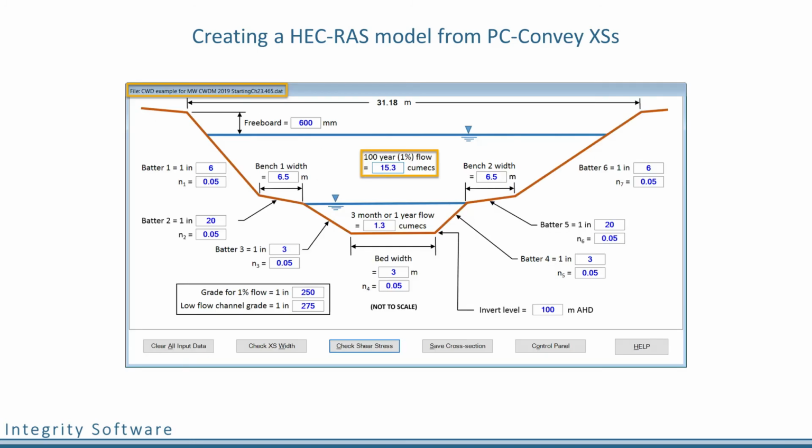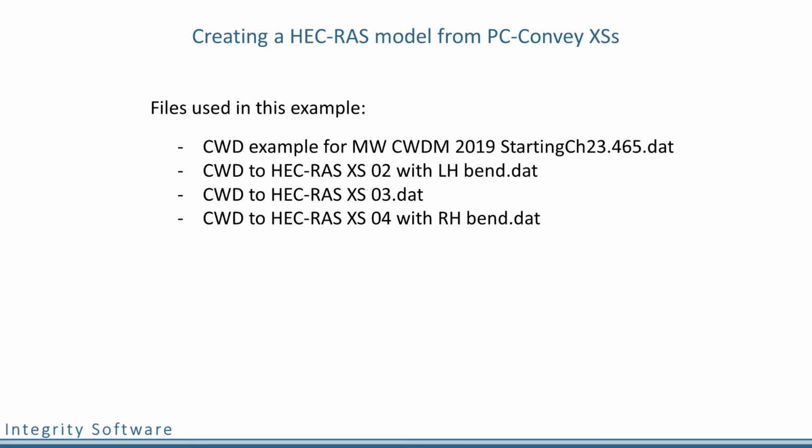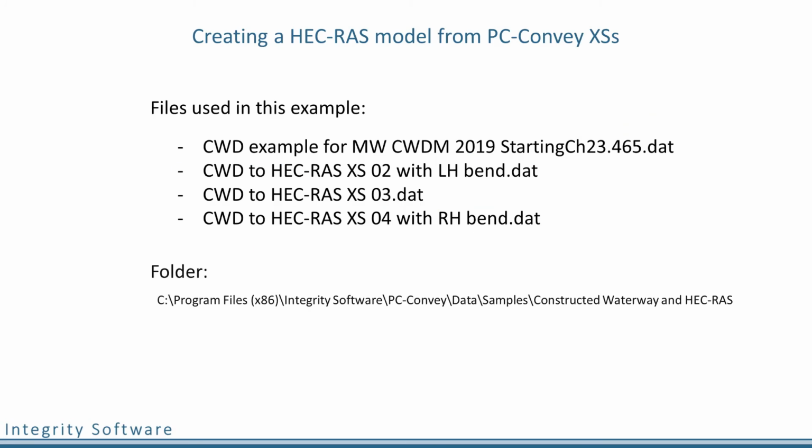The two downstream cross-sections have been designed for a 1% discharge of 15.3 cumecs, and the two upstream cross-sections have been designed for a 1% discharge of 14.36 cumecs. These cross-sections come with PC-Convey, so if you'd like to give this a go yourself, just follow the steps below.